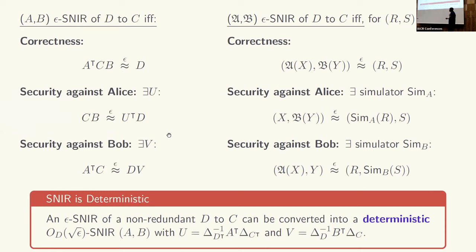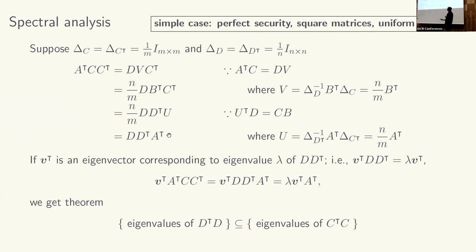Going back here, once we show that A and B are deterministic, we can also show that the simulators have a very simple and direct representation in terms of the protocol itself whenever this is secure. Using these facts, we can show that A transpose C C transpose is equal to D D transpose A transpose. It's a linear algebraic equality. And then by some simple manipulations, we can show that if D transpose D has an eigenvalue, then that eigenvalue should also be present in C transpose C.